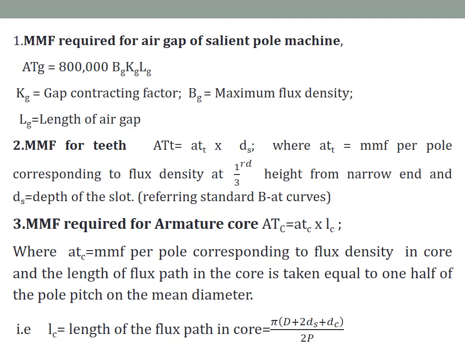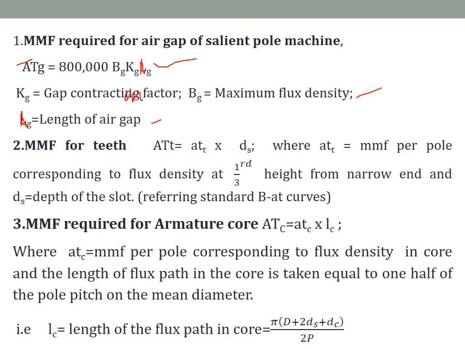So AT_g is given by the standard equation, AT_g = 800,000 B_g K_g l_g, where K_g is the gap contraction factor, B_g is the maximum flux density, and l_g is the length of the air gap. This is small l_g, and this is the gap contraction factor.